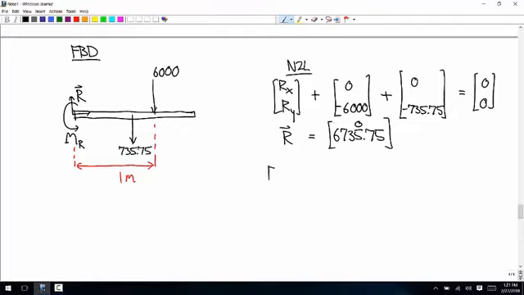And then the moment equation, we'll put the about point over here. So we have the couple MR. We don't have any moment produced by that force R. Then we have that force of 735.75. What's the moment arm for that?